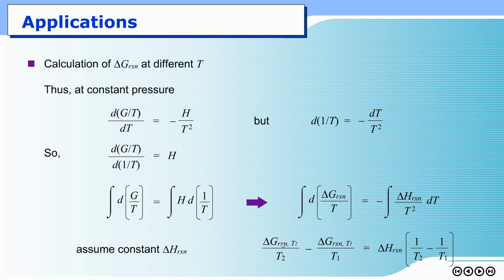Therefore, this equation is very useful to calculate delta G of reaction at temperature T2, knowing delta G of reaction at temperature T1, and assuming that the heat of reaction here is the heat of reaction at the same temperature T1, and that this heat of reaction is not a strong function of temperature.